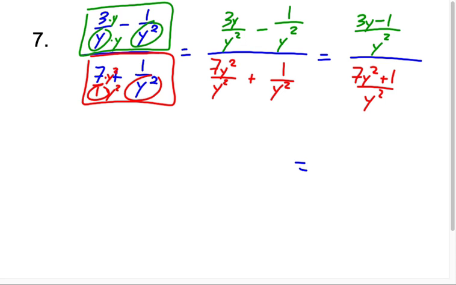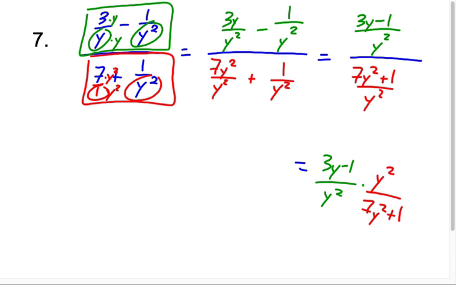Then my last step is, if I have a fraction divided by a fraction, again, I don't know how to do that. My math teacher never taught me that, but he did teach me that if I divide fractions, I can skip, flip, multiply. So I take the top, 3y minus 1 over y squared, and multiply by the reciprocal of the bottom.